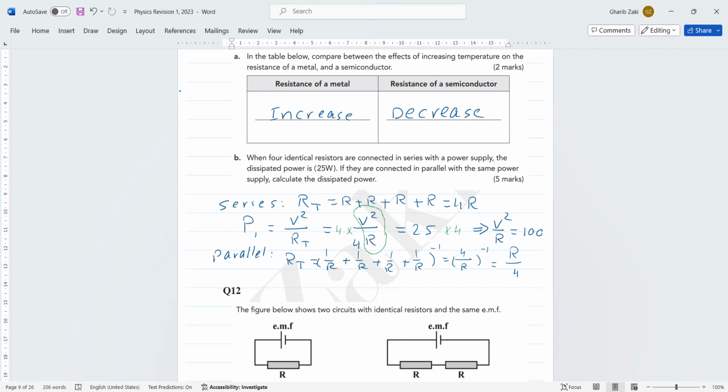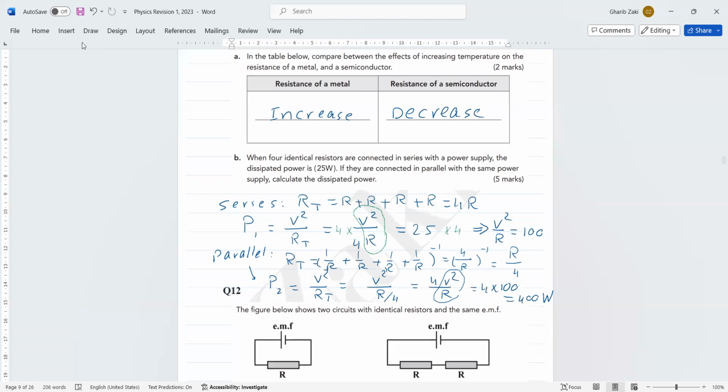Now we need P2. In case of parallel, let it be P2, which is equal to V squared over R total in case of parallel. So it's V squared over R total, where R total is R over 4. Now we flip the 4 up. So it's 4 V squared over R. But V squared over R, we got it before, which was 100. Then it's 4 multiplied by 100 equals 400. The unit of power is what?